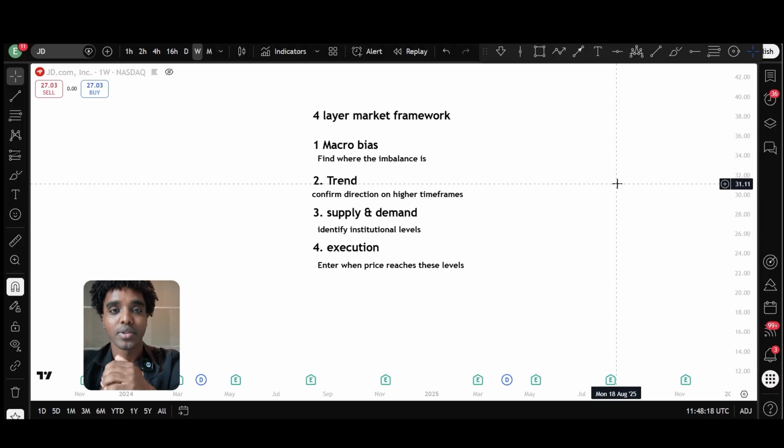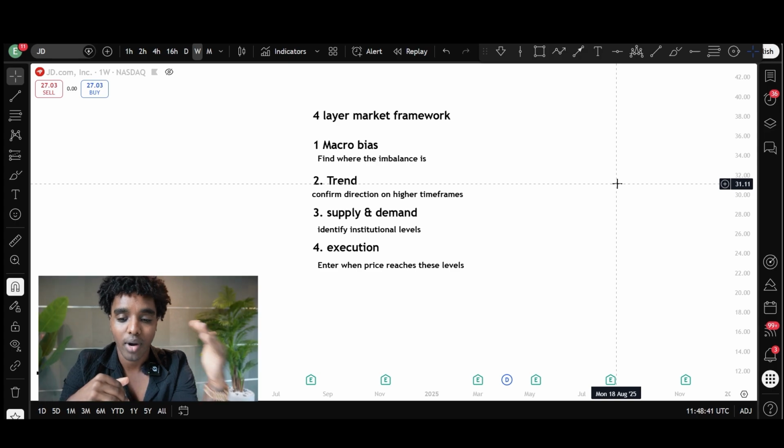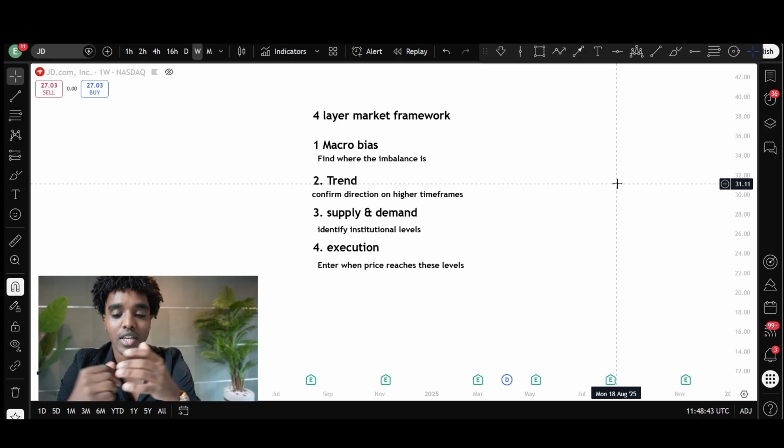So the first step is always to have a macro bias to go long or to go short, and find the pairs that have a fundamental imbalance and stay away from pairs that have a neutral bias. After having a macro bias, I want to align the trend of the higher time frames like the weekly and the daily with the macro bias. So for example, if I have EURUSD that has a bullish macro bias, I want to make sure that EURUSD has a weekly uptrend and a daily uptrend.